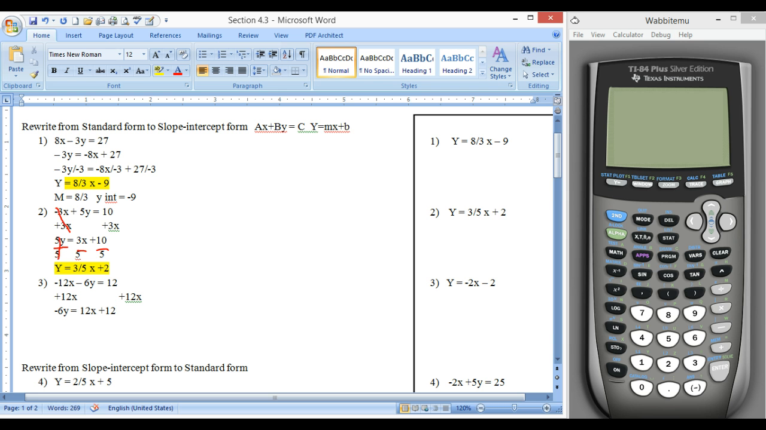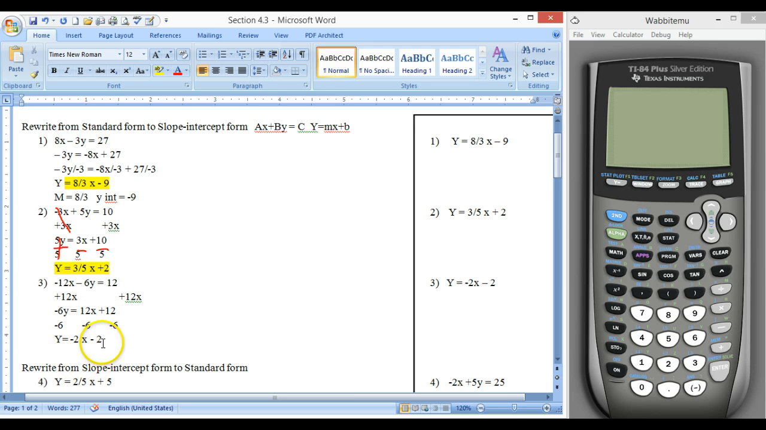The other 12 is positive, so we'll put plus 12. And then I can divide everything by a negative 6 to continue isolating that y. And don't forget, it goes to every single term. All right, and here the 6's will cancel. So I'm left with y equals 12 divided by negative 6 makes that negative 2x. And then positive 12 divided by negative 6 is minus 2.